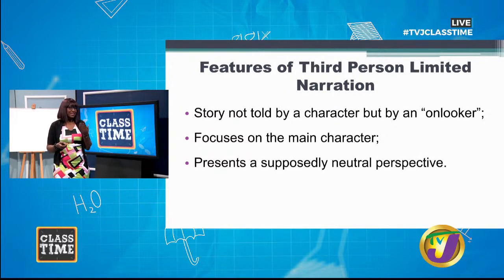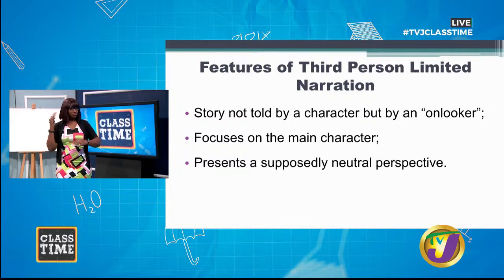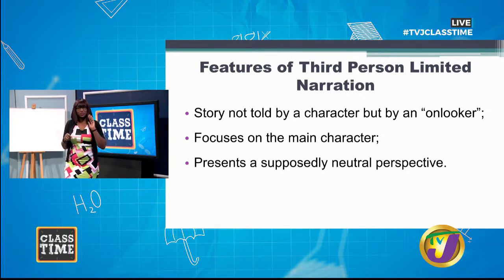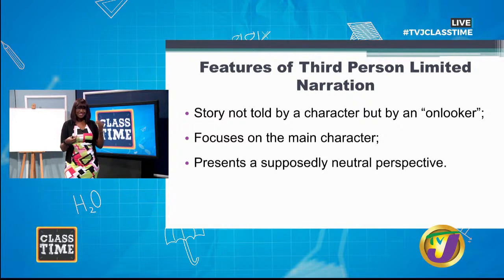Now for third person limited. Now remember, first person is from the I perspective. Third person now is from a neutral, seemingly neutral perspective. So this person is an onlooker. So your narrator is not in the story this time. Your narrator is just looking on and telling us what happened. Also, it focuses mainly on the main character because this person, as it said, is limited. So this narrator's knowledge is also limited.